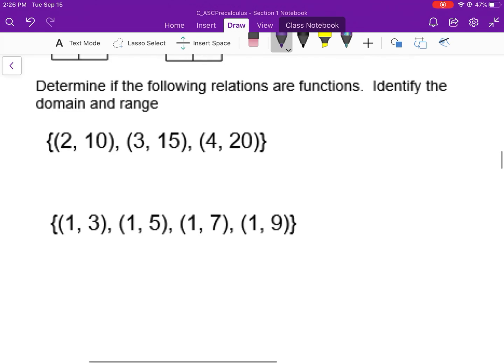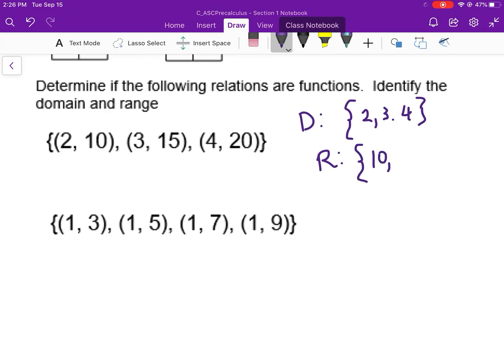So look at the domain and range here. Notice your domain, those are your x values. So this is like 2, 3, 4. And my range is the y values, which are 10, 15, and 20. Does 2 go to 2 different numbers? And the answer is no. So each of those domains is 1. So this is a function.